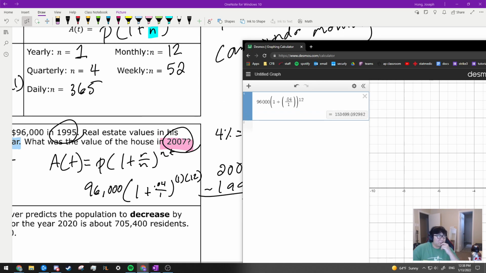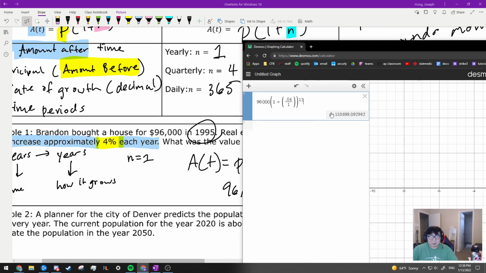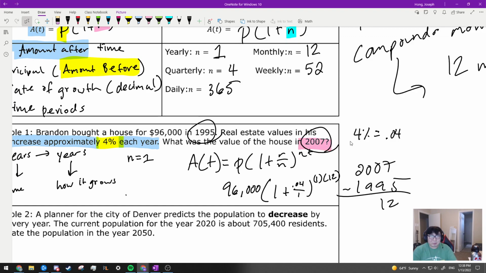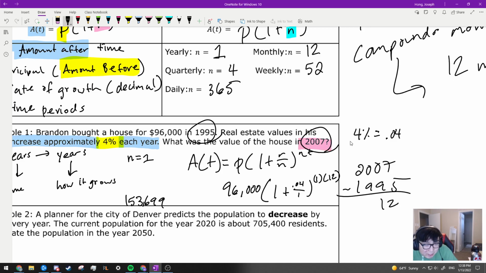So the house is about, so what is this? 153, 153, 699, 0.09. So this is how much money his house would be now.